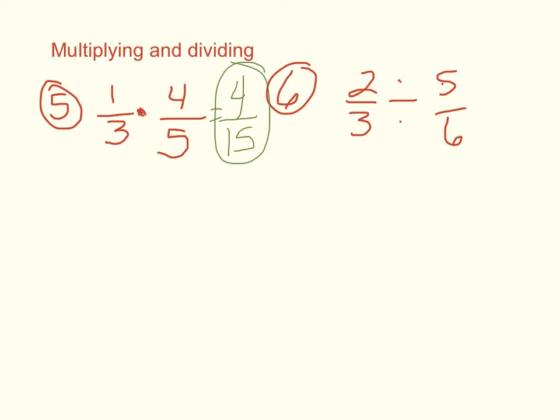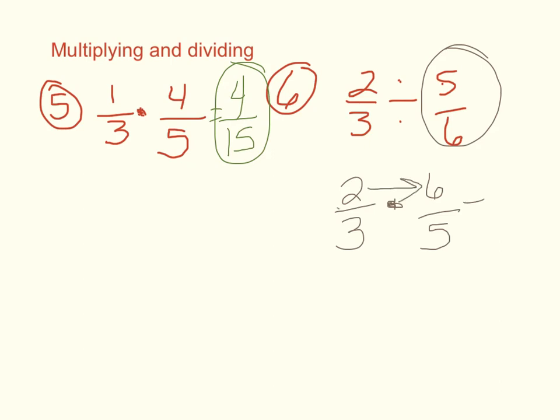Okay. All right, 6, division. Division, we need to change to multiplication. So we're going to take 2/3, change our division to multiplication. And then our second fraction, we're going to take the reciprocal, or we're going to flip it, which would take it to 6/5. Division, we always change to multiplication. And you always change the second fraction, the one after the division sign. And now it's multiplication, so we're just going to multiply straight across.